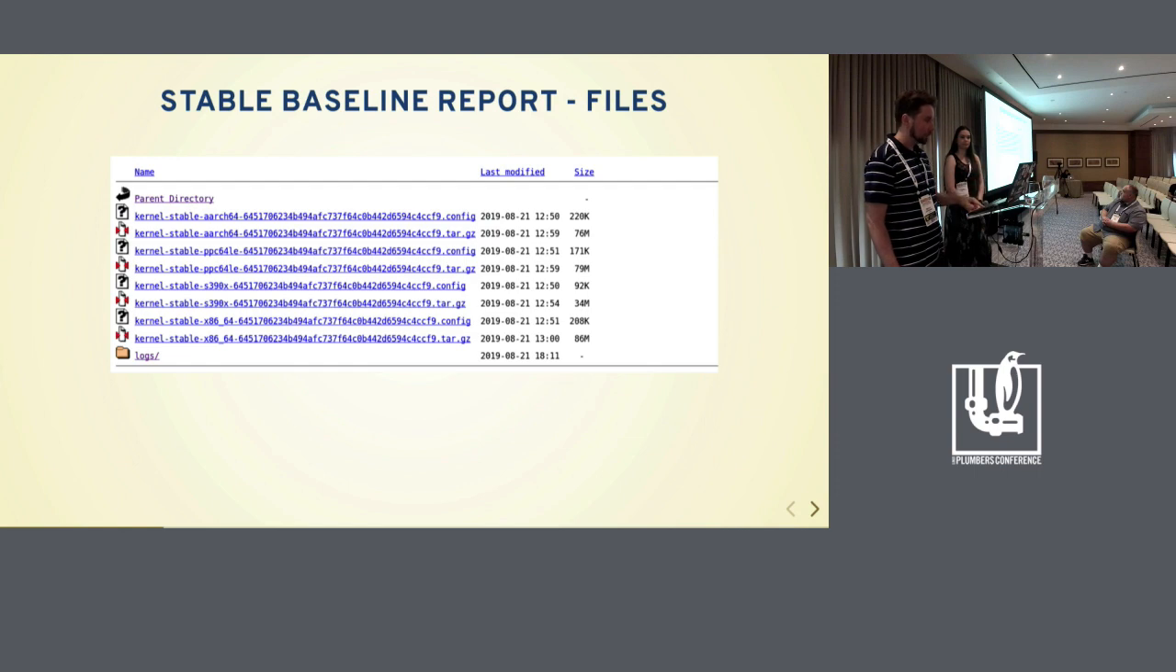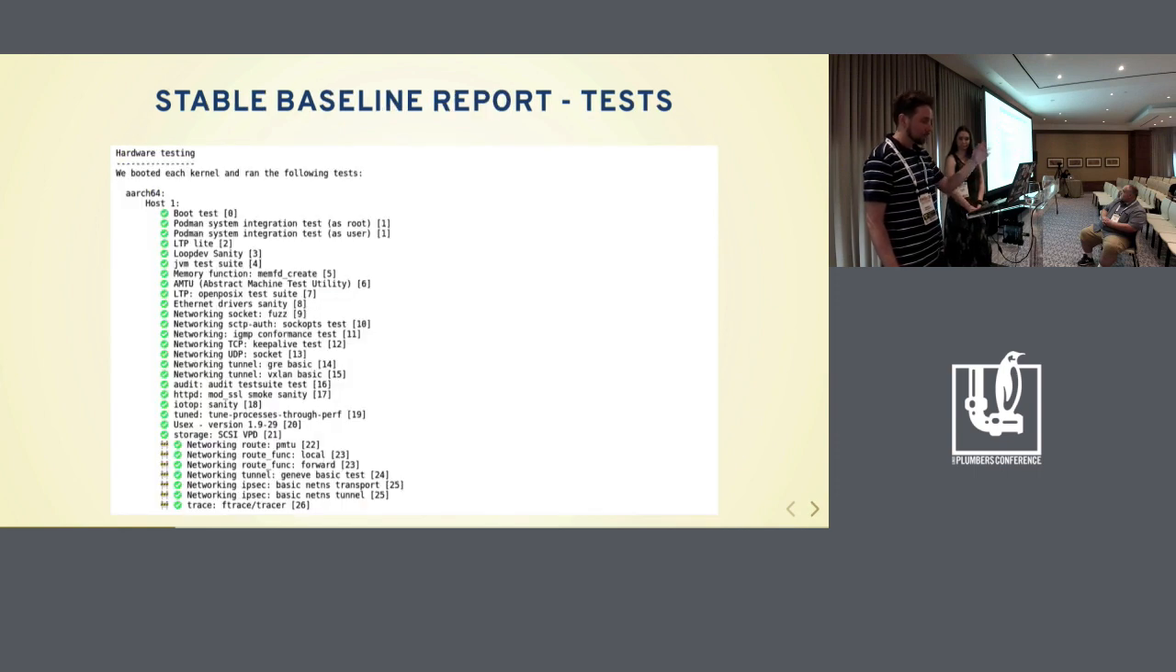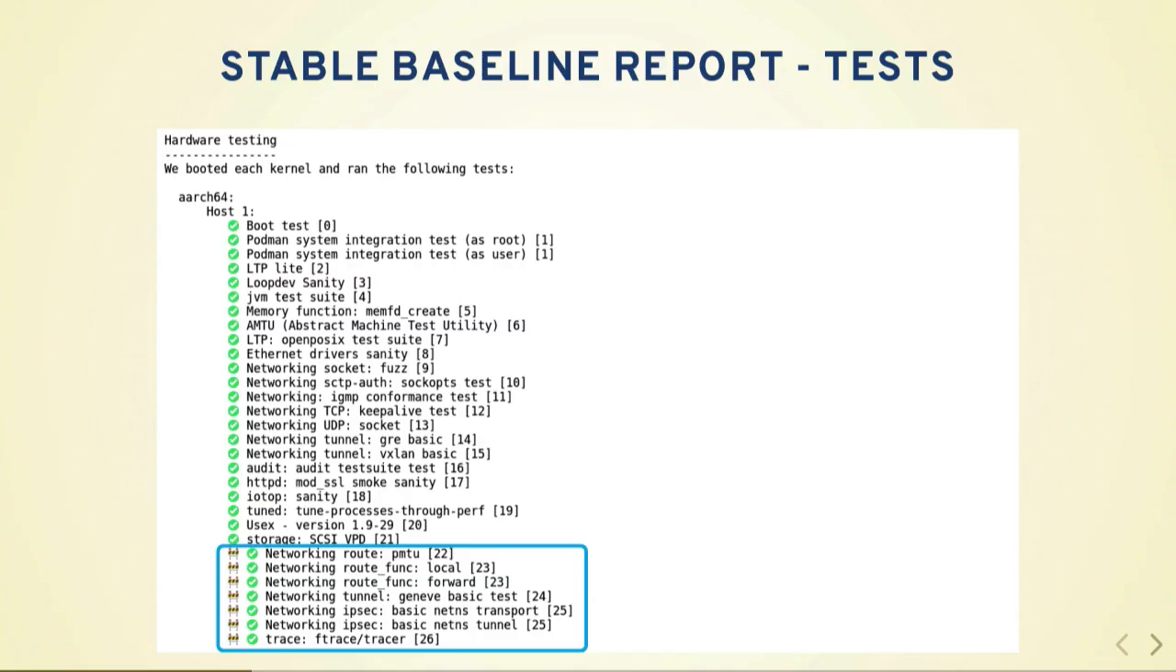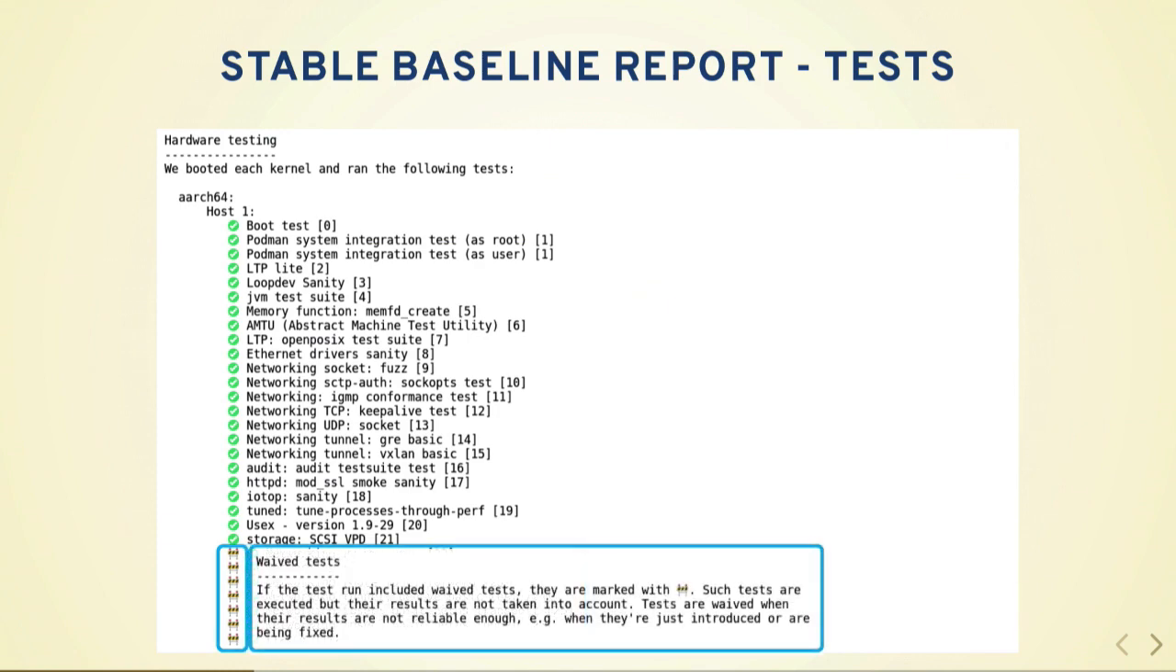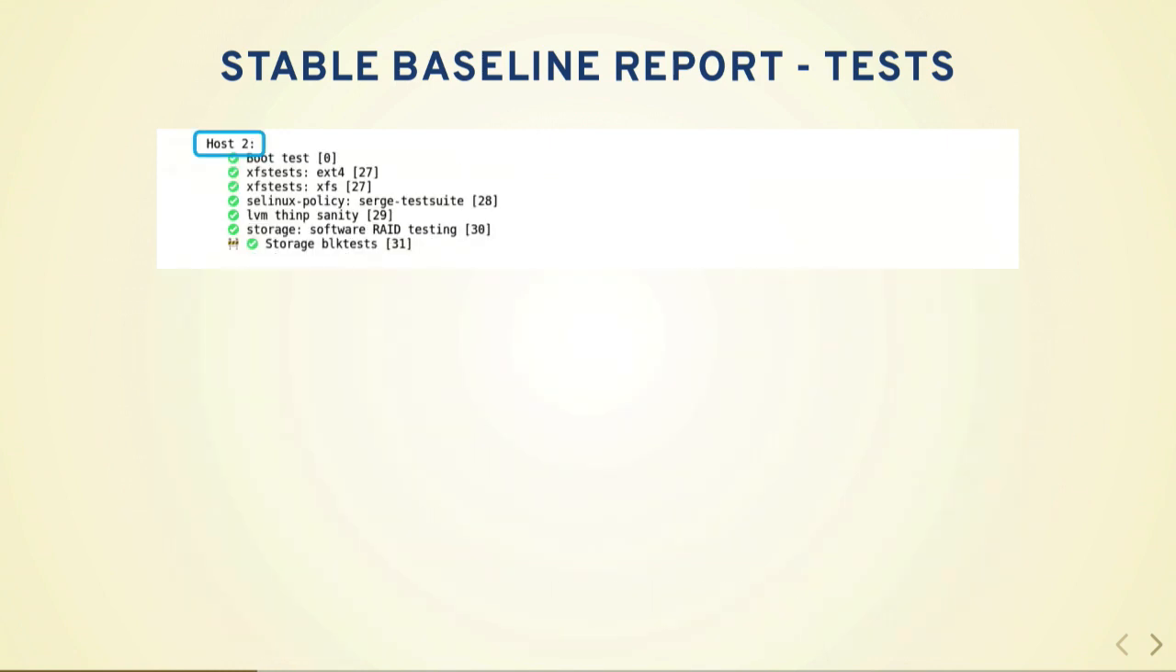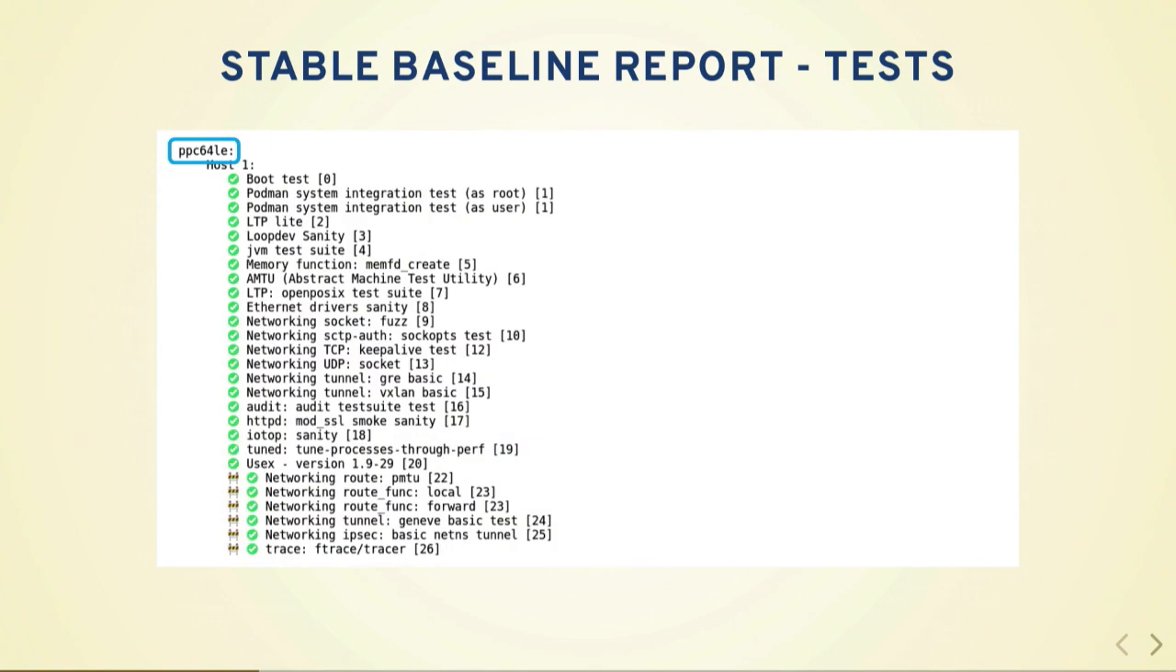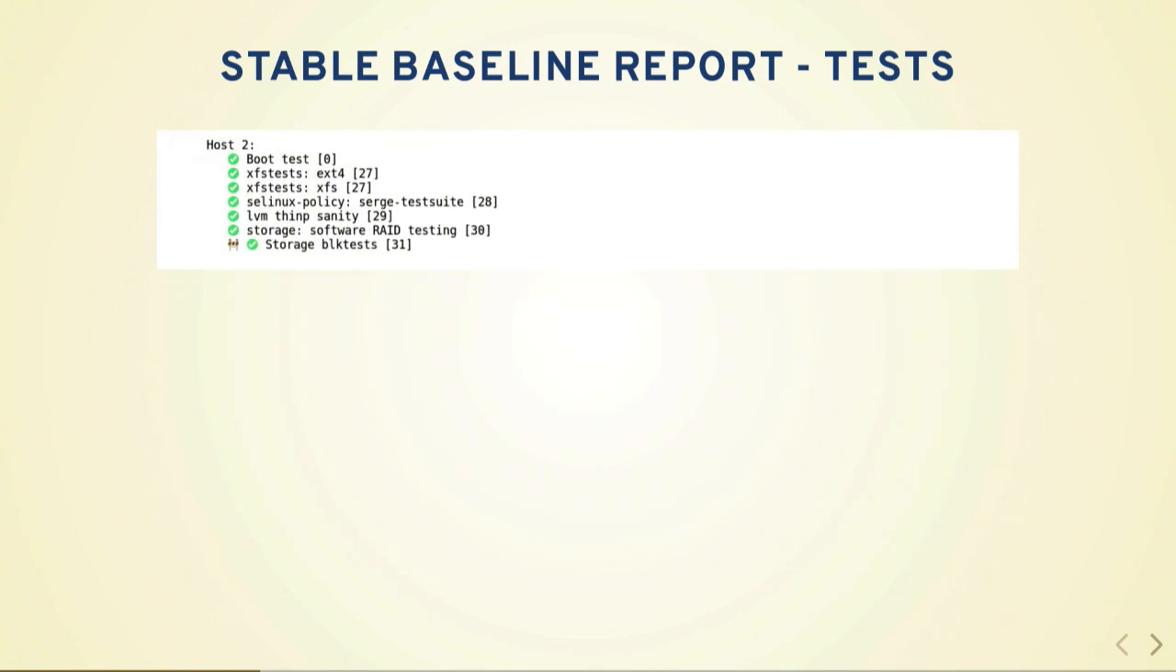Here are the images and the configs that were produced. Then we follow with the summary of the tests for each of the architectures and the hosts. Right now there are two hosts for each architecture, for each run, and all the tests. Some tests are waived, meaning that they don't affect the total summary result of the test, like tests that we are just introducing or fixing. We have a comment on that in the message. Then the second host of the same architecture, then PPC64, both hosts, x86, both hosts.